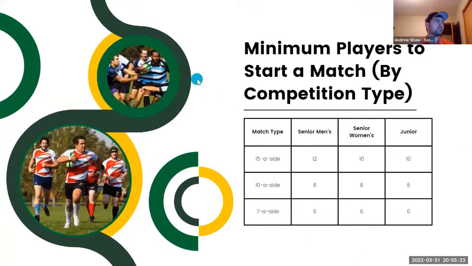So, in order to start a match and avoid a forfeit, each team must ensure that a minimum number of players take the field to play the match. This rule is pretty straightforward. If your team does not have the minimum number of players from your own club available to start the match, you will sustain a forfeit. The chart on the slide shows the minimum number of players required by the category, for example, men's, women's, or juniors, and the competition type, 15s, 10s, 7s. This chart is in the rules of competition policy as well. And again, we're going to send the slides out after as well.